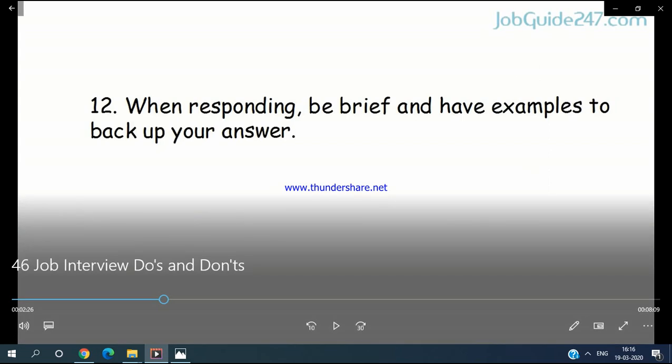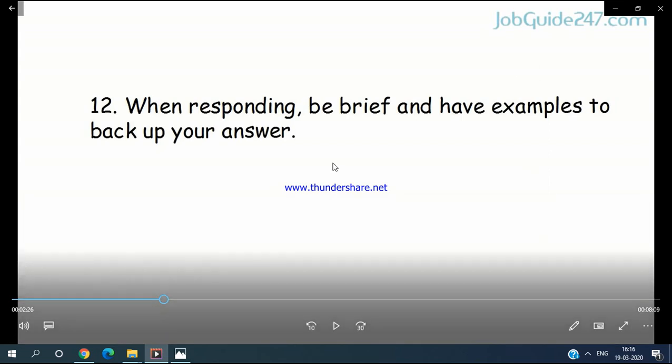Very good. When responding, be brief and have examples to back up your answer. Okay, so whenever the interviewer asks you a question, don't try to interrupt in between.